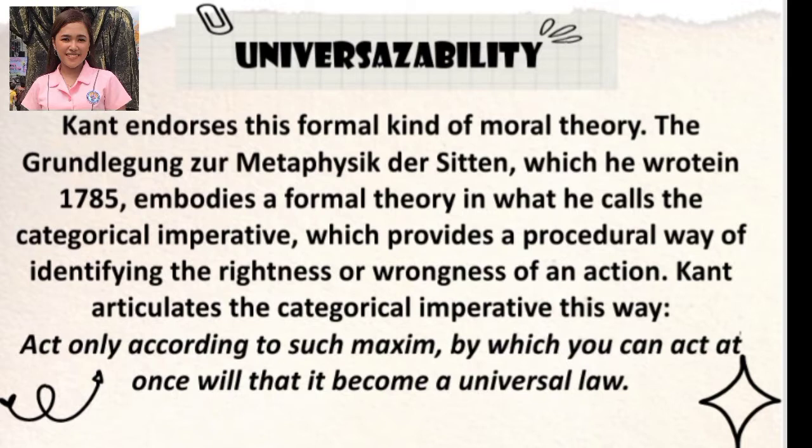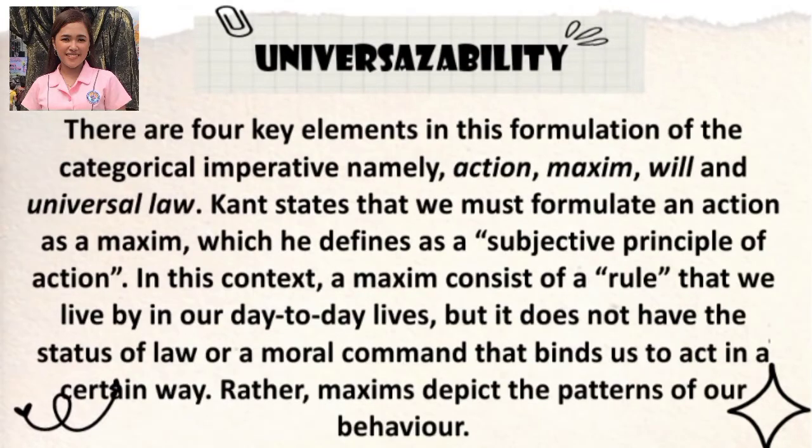So when we say maxim, those are the action, or every action has a preceding reason behind it. There are 4 key elements in this formulation of the categorical imperative, namely action, maxim, will, and universal law. Kant states that we must formulate an action as a maxim, which he defines as a subjective principle of action. Maxim consists of a rule that we live by in our day-to-day lives, but it does not have the status of law or a moral command that binds us to act in a certain way.